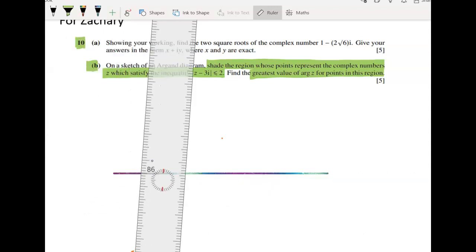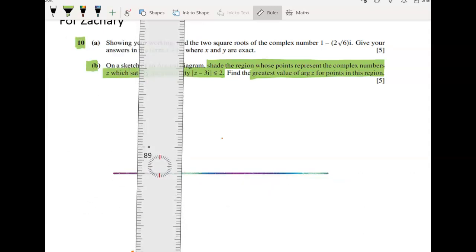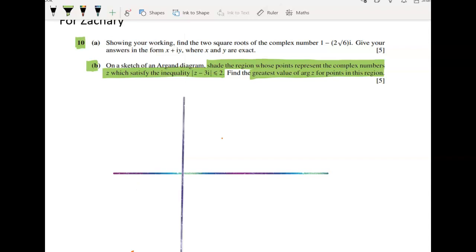So I'm not going to look at 10A, partly because I'm trying to watch the Big Sing finale concert at the same time as making this video. So I'll save that one for another day.